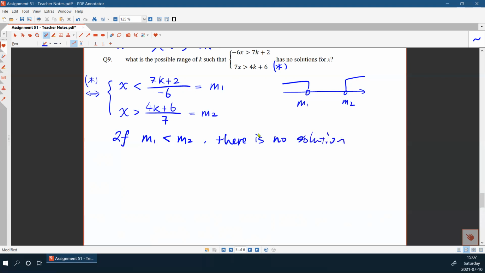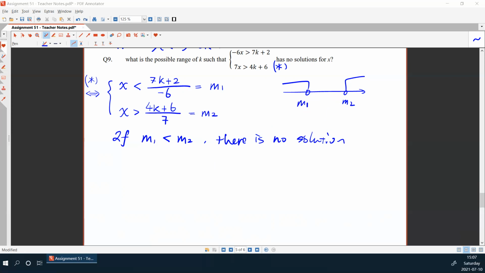Okay, there is another question. Can m1 be equal to m2? Tell me, both of you, can m1 and m2 be equal? Can we put the equality sign here? Emily says yes, and Dora says no.